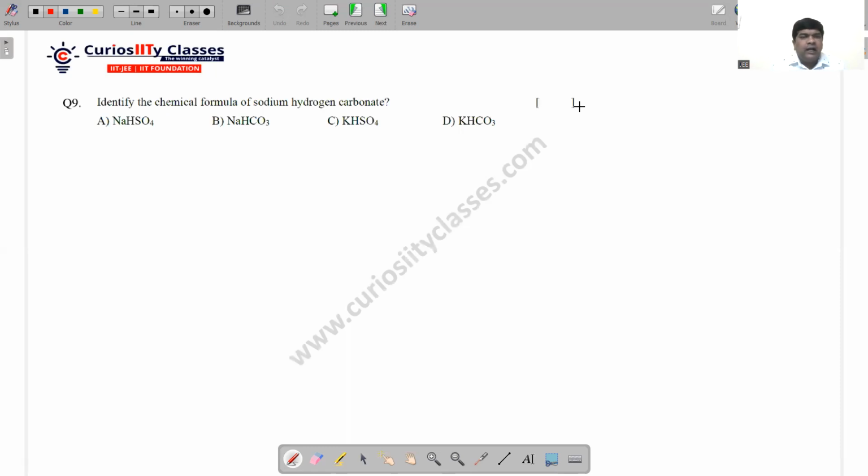Next, ninth one. Identify the chemical formula of sodium hydrogen carbonate. Option A, sodium hydrogen sulfate. Option B, sodium hydrogen carbonate. Option C, sodium potassium hydrogen sulfate. And option D, potassium hydrogen carbonate. Here it is sodium hydrogen sulfate, sodium bisulfate. Next, sodium hydrogen carbonate.